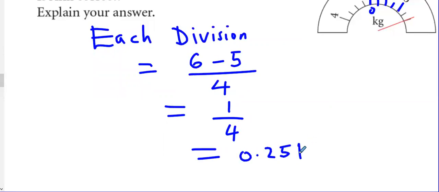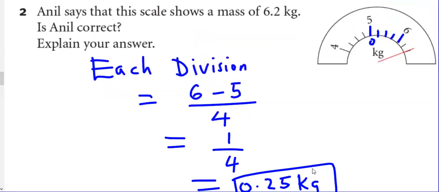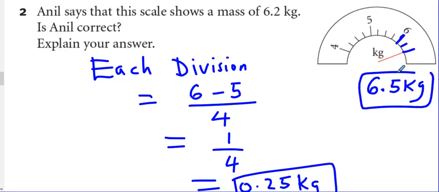Okay, so now I come to know that each line there is 0.25. Since I know that each line is 0.25, then I can read this reading. I can now read clearly because I know each line is 0.25 kilogram. This is 6. From 6, add 0.25, so this will be 6.25. Add again, this will be 6.5 kilogram. See that? So this is the correct answer.